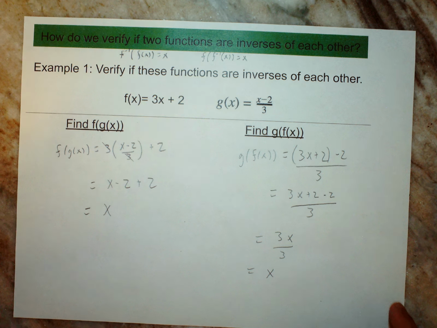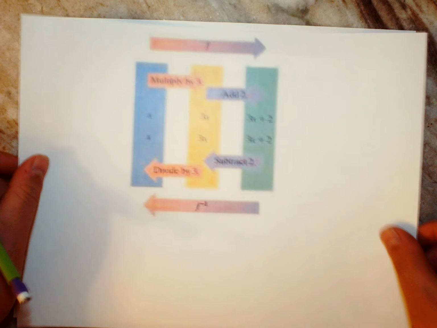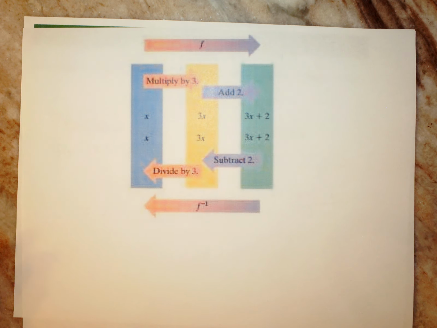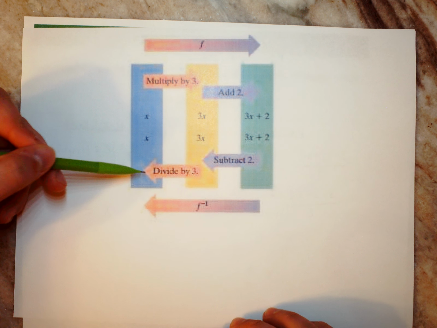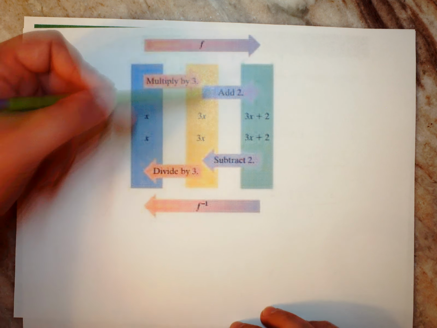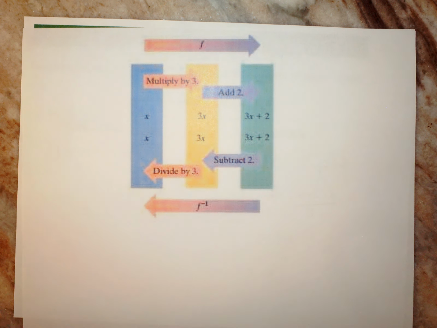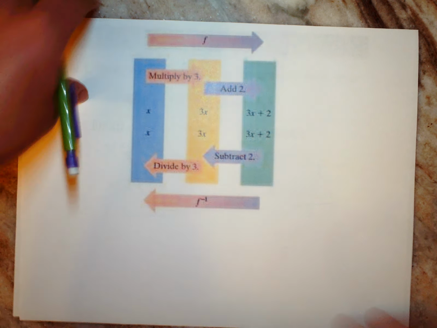So this little graphic here, it's a little blurry, but it just kind of shows you that you're doing the opposite here. It shows you the changes that are happening. So over here we have a multiply by 3. Over here we divided by 3. And add 2 and subtract 2. So it's basically showing you that what's happening is undoing whatever happened before. So it's just a nice little graphic.